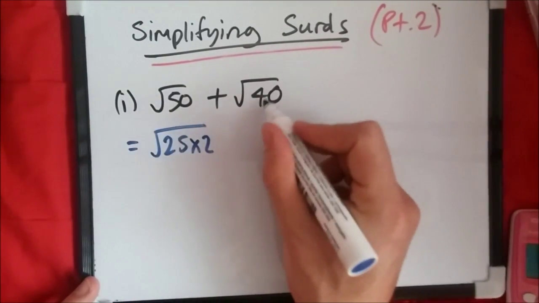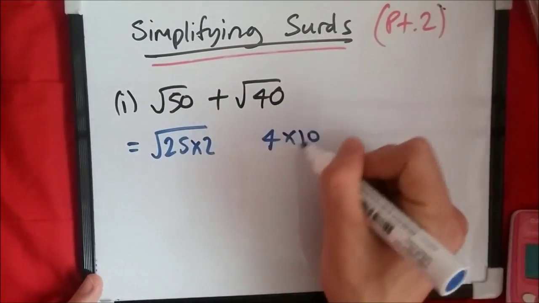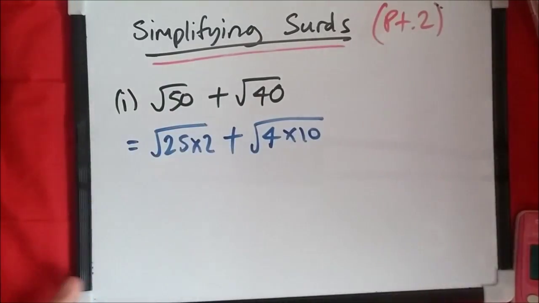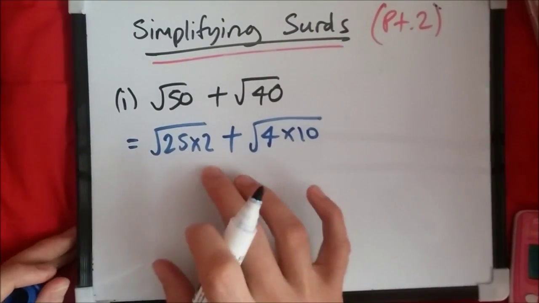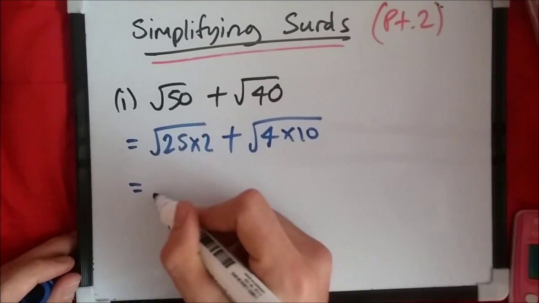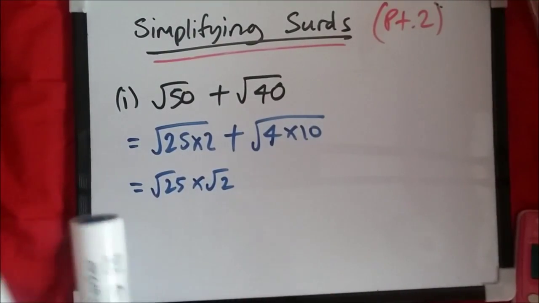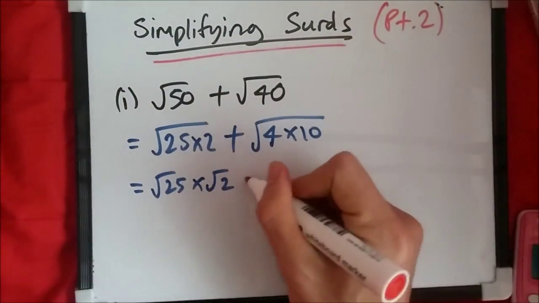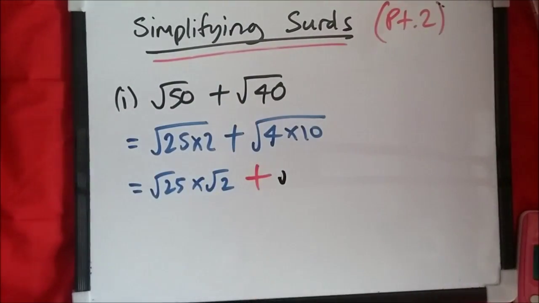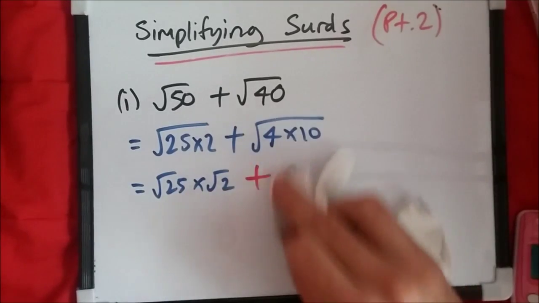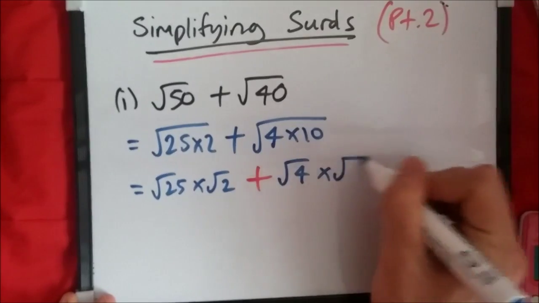Now, next one, in this one, we have root 40. And previously, we said we can use 4 and 10. 4 times 10. Because we've got plus there, we just put a plus. So, what do we have here? Square root 25 times 2. Again, we can do it separately by the law we learned, times root 2. Plus, now we have square root of 4 times square root 10.